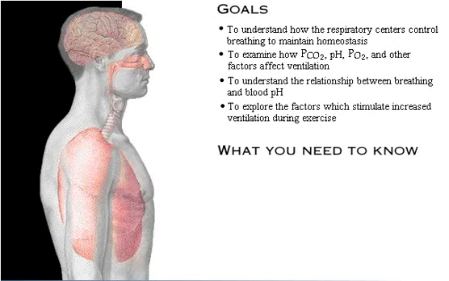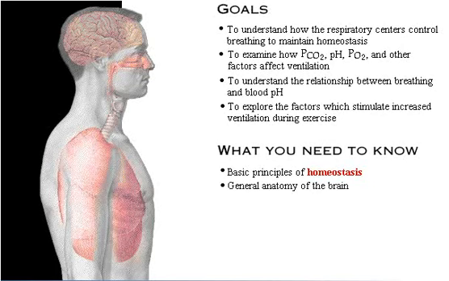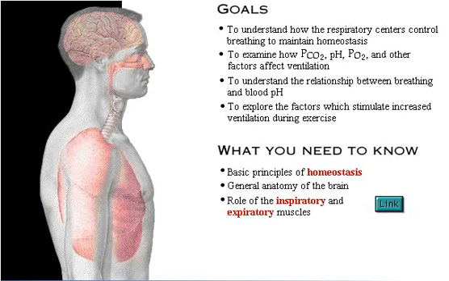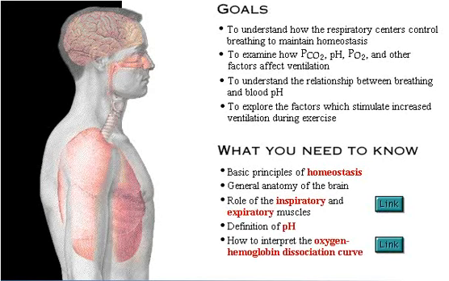Here's what you need to know: the basic principles of homeostasis, the general anatomy of the brain, the role of the inspiratory and expiratory muscles, the definition of pH, how to interpret the oxygen-hemoglobin dissociation curve. To review the breathing muscles or the oxygen-hemoglobin dissociation curve, click the appropriate link button. To see definitions of terms, click the bold red words.